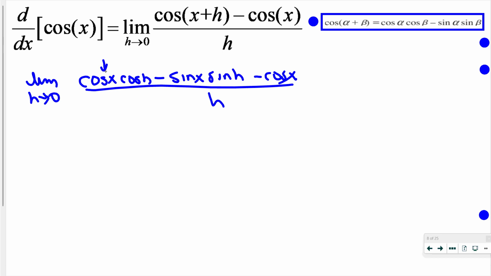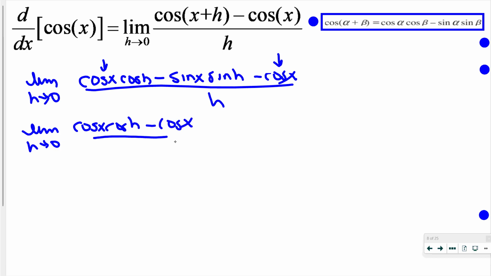Now what I notice is I have a cos x and a cos x. So I'm going to separate this fraction and use properties of limits to rewrite this as the limit as h approaches 0, cos x cos h minus cos x over h, minus the limit as h approaches 0 of sine x sine h all over h. So I just separated that into two separate pieces.